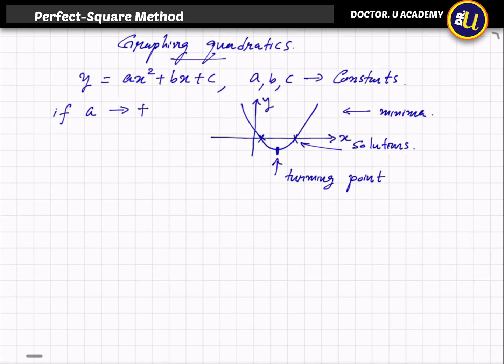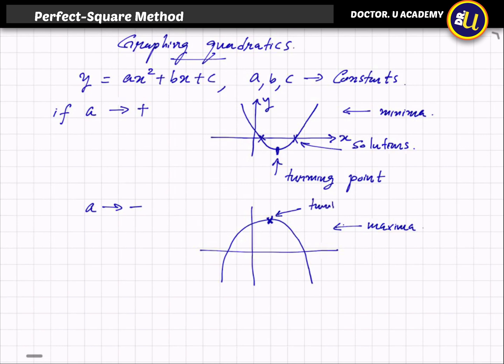Now if a is negative, what will happen? Then the graph looks like this. It's a maxima. So the top point, that is called the turning point. You can see that is the turning point. The curve comes to that and turns around.